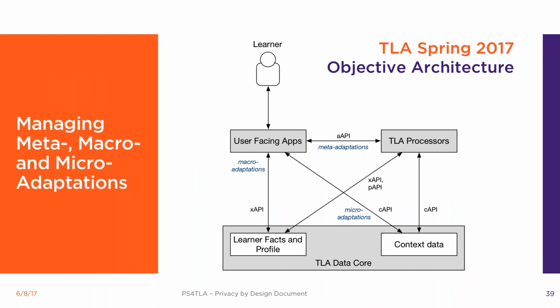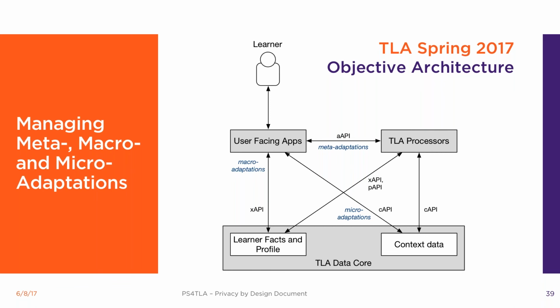So this is an abstraction of the TLA architecture as it pertains to data collection and storage. This is not the TLA architecture, but it is an abstraction with the information that is relevant to us. There are 3 important components here. One is the TLA data core, which stores all the information.